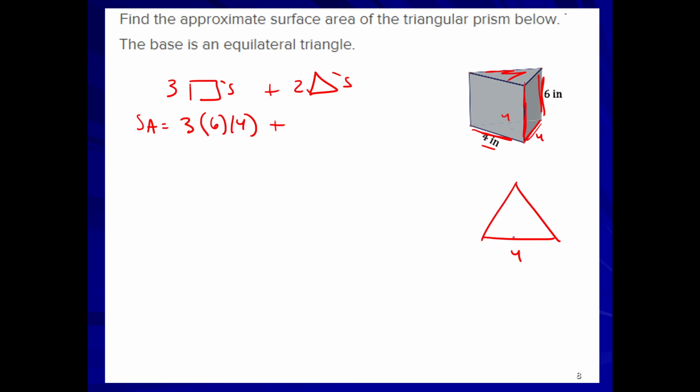So this is 4, and I could use Pythagorean theorem. You see a pattern? We're getting used to, if I don't know the height, I can just go find it. So let's solve for that. We'll do 4 squared minus 2 squared. And we end up getting 16 minus 4, so root 12, better known as 2 root 3, would be that height. And so the base of each triangle would be 4, and the height of each triangle would be 2 root 3.